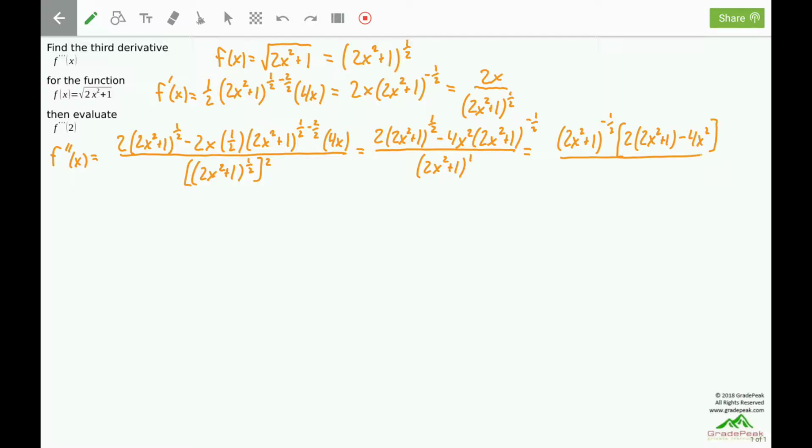And all of this is divided by 2x squared plus 1 to the first power. Now we're looking to cancel the 2x squared plus 1s, or in some way combine them. And it turns out they don't cancel here, since this is actually a negative exponent that factored, but rather it moves down to the denominator to join the other one. But that still will help simplify it. So I will have my second derivative equals 2.